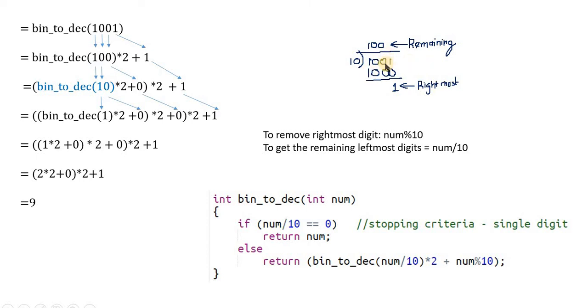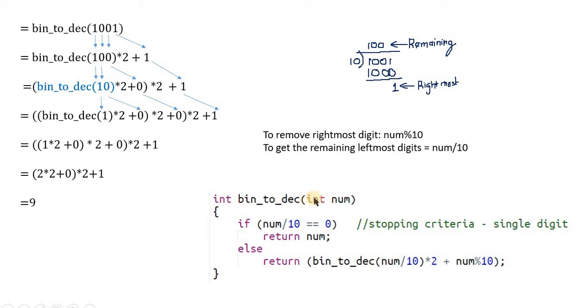And to get the remaining digits, if I remove 1 from 1001, what I get is 100. To get the remaining digits, I have to perform num divided by 10. I have to get the quotient. So num divided by 10 is 100, that is the remaining digits in the number. And this is my recursive function.